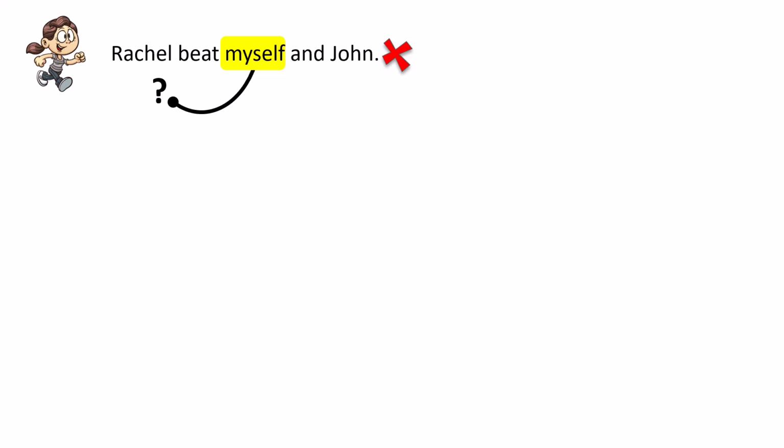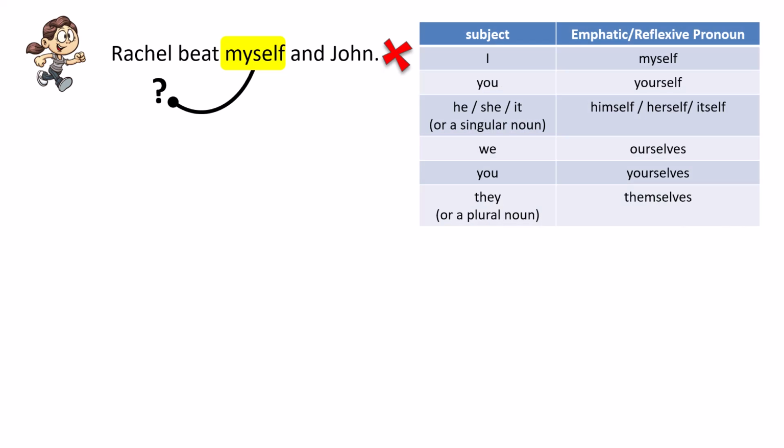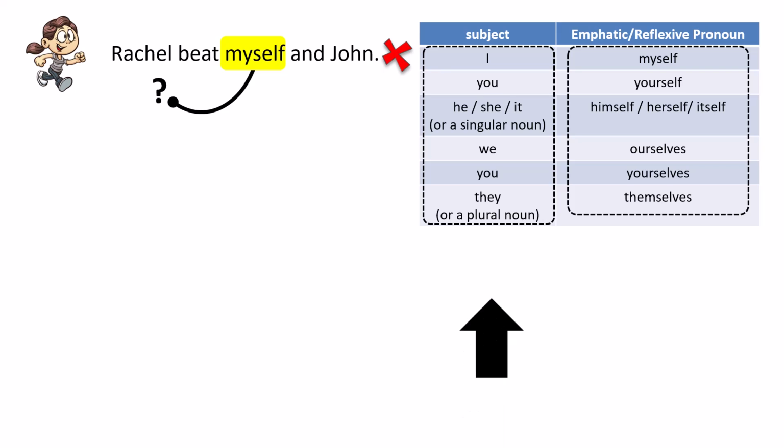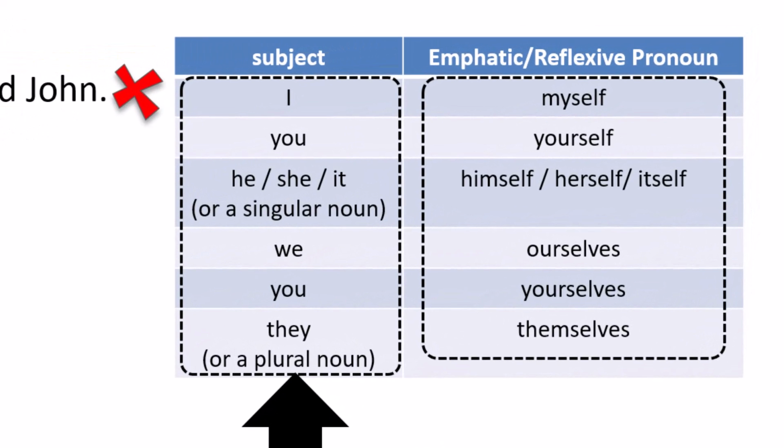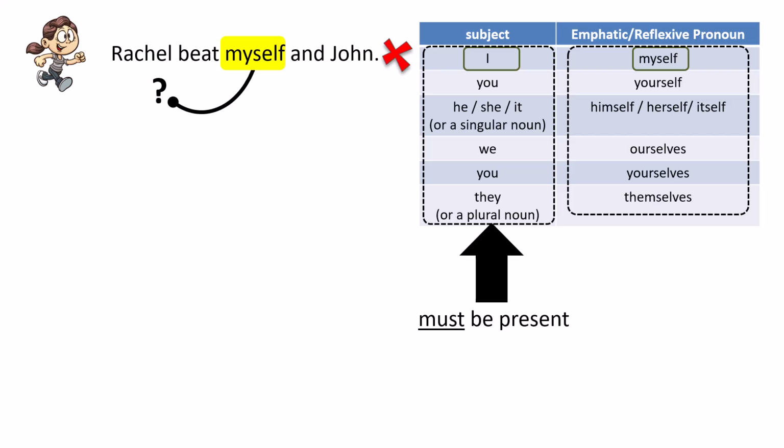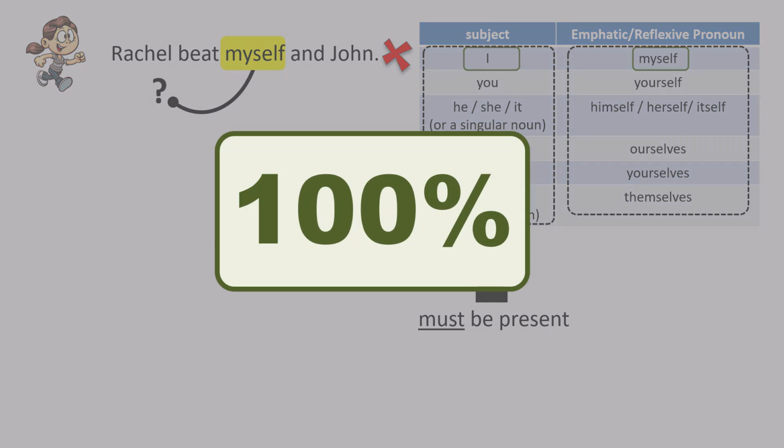Let's do a bit more grammar. Look at this table. In the left-hand column you have the subjects, and in the right-hand column you have the corresponding emphatic or reflexive pronouns. I'm not going to go through this, you can pause it if you want to have a look. But here's the main point. If you're going to use one of these, then the corresponding one of these must be present in the sentence. So, to be a bit more specific about this lesson, if you use the word myself, your sentence must have the word I in it. That is a 100% rule.